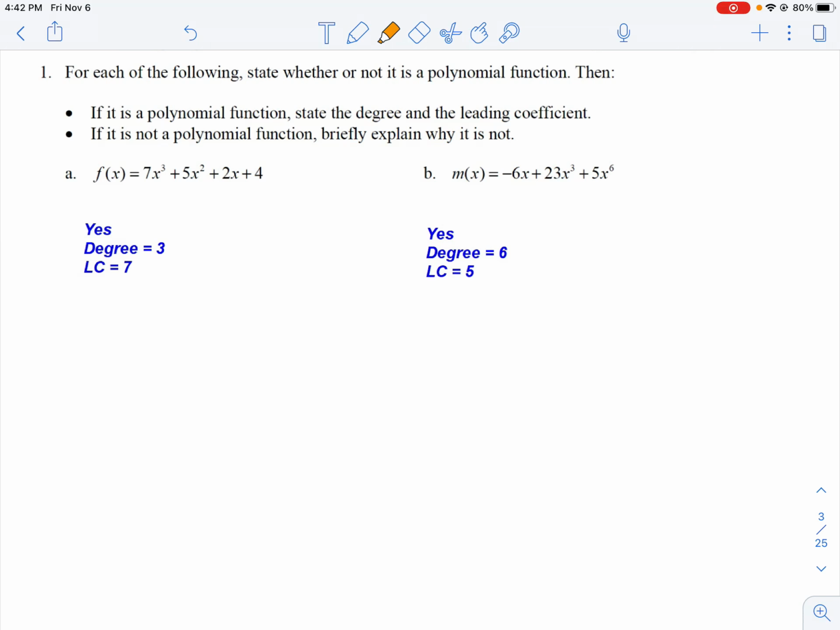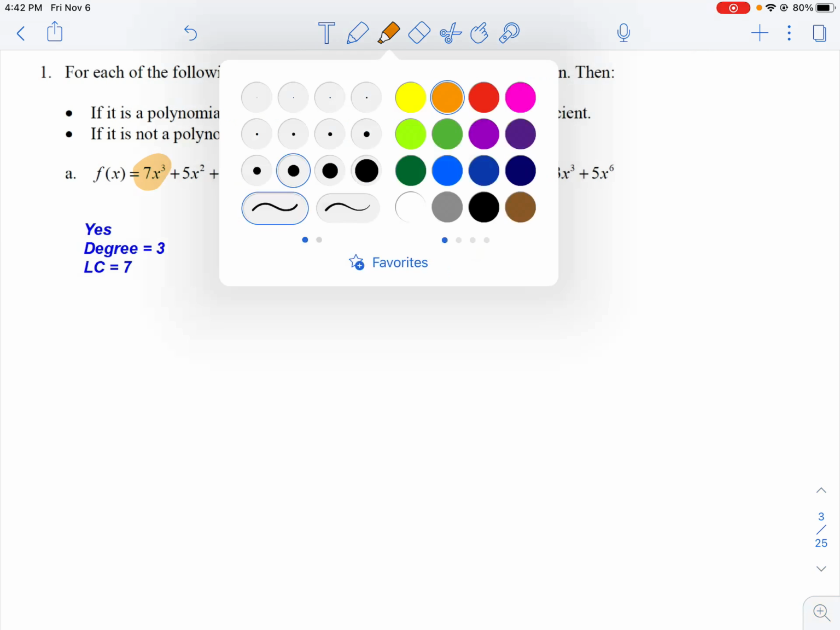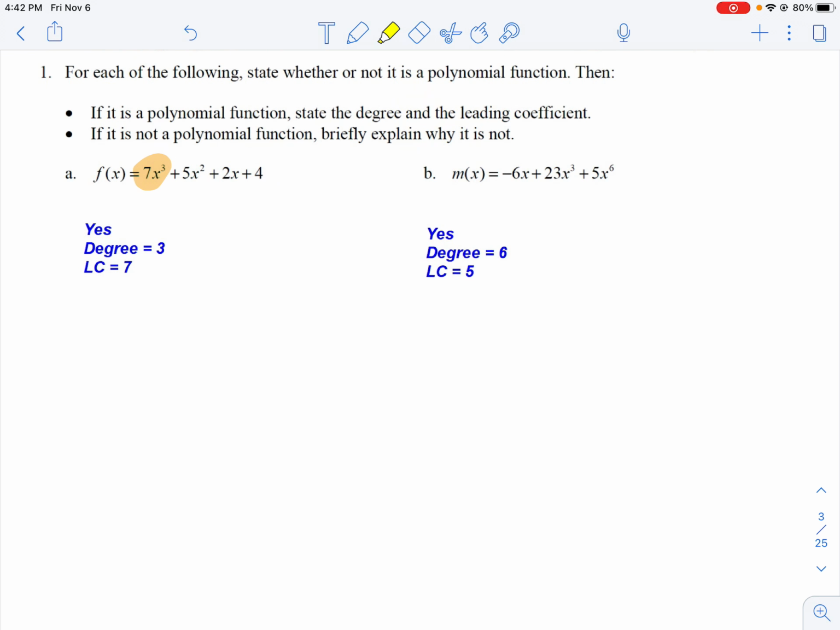Remember, the degree of the polynomial is the largest exponent. So the largest exponent here is a 3. And so my degree is a 3. And then my leading coefficient is 7. So LC means leading coefficient.